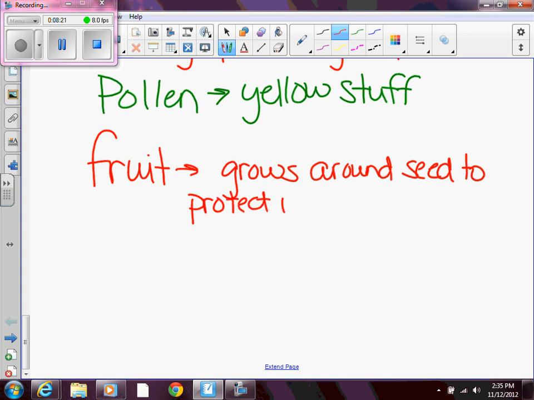What else is there? What other parts of the flower do we know? What other parts are there that it talks about in here? And there's one big one. Mason? The seed. And what is the seed? And that grows into a new plant, right?